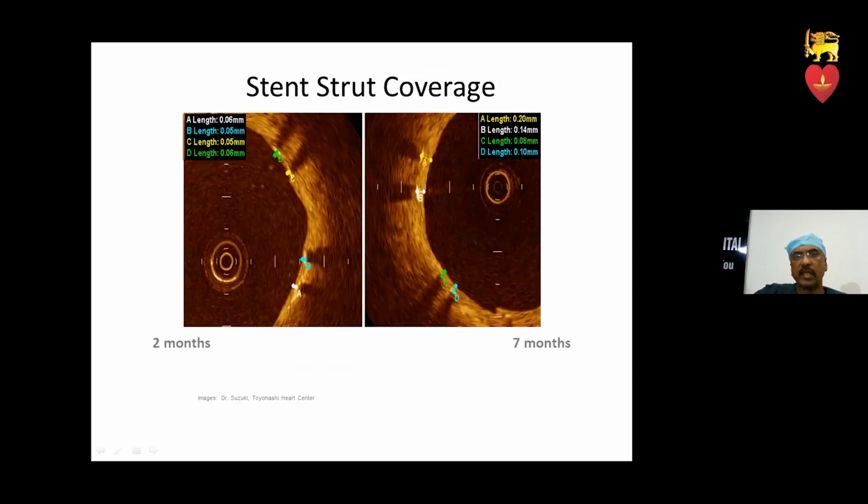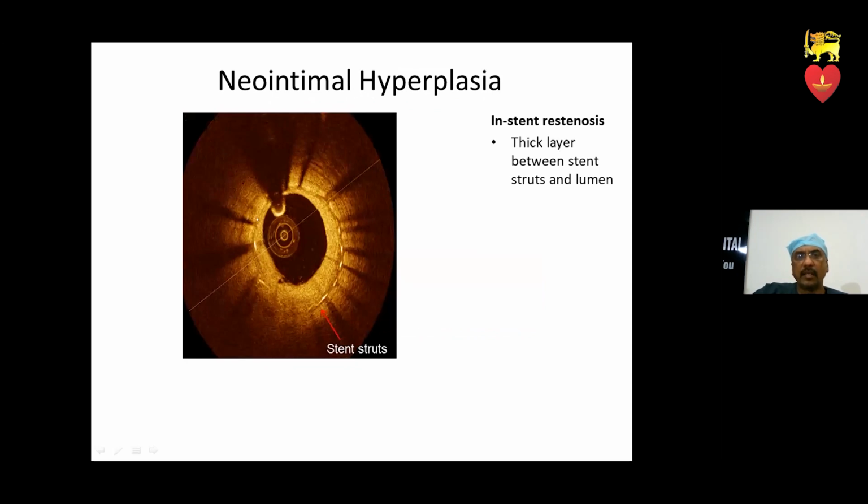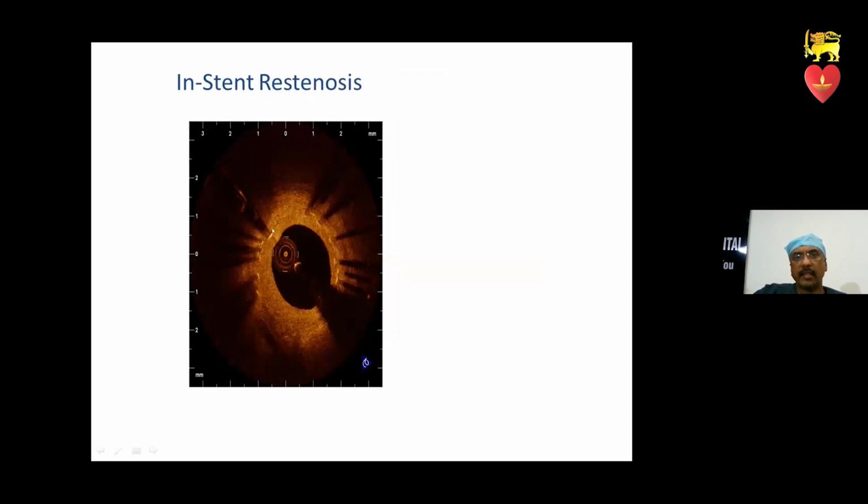This refers to stent coverage. This is a strut, it's covered well. This is covered a little more. This is the stent strut, bright with a shadow, and this is the thickness of the neointimal hyperplasia. And this is in-stent restenosis.